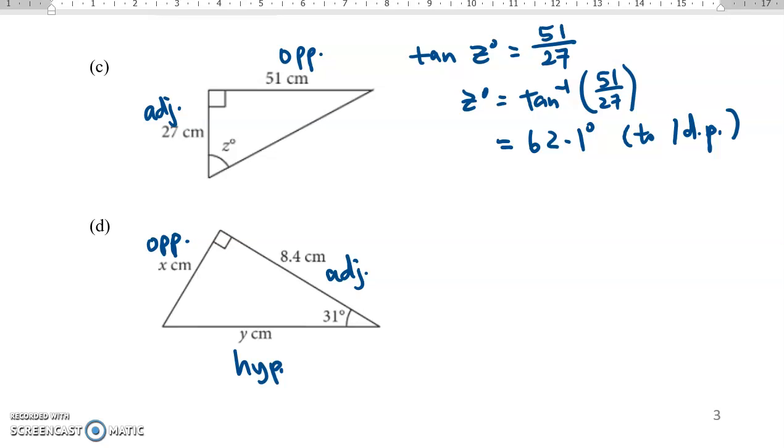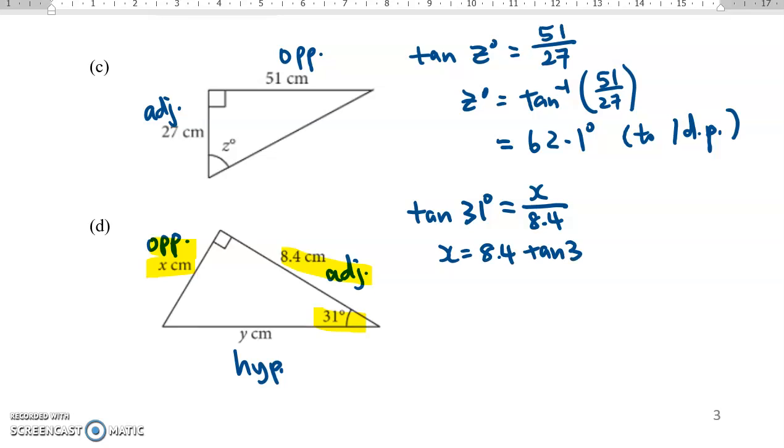We will now focus on one of the unknowns that we want to find. If I want to find the length of the opposite, which is x cm, I have my adjacent and I have the angle, so I will make use of the trigo ratio tangent. Tangent 31 is opposite over adjacent. So x is actually 8.4 tangent 31 degrees. This will help me find x. So I round off my answer to 3SF.